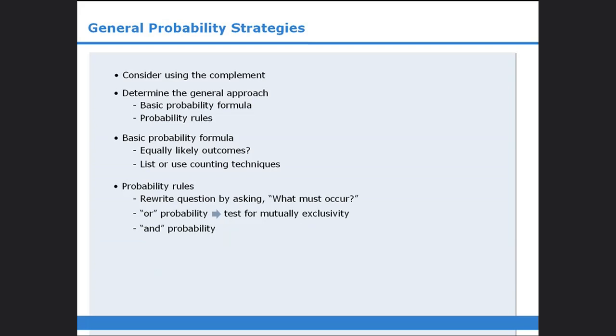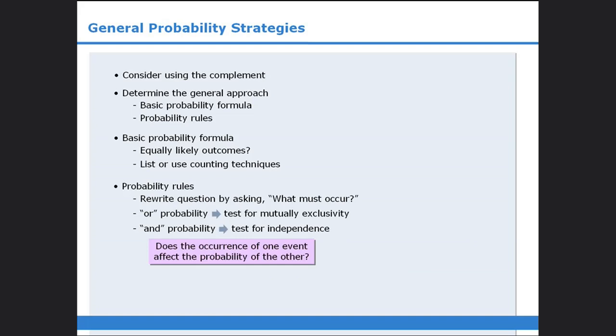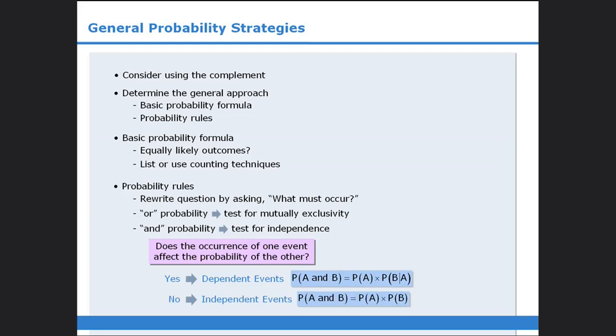If the solution involves an AND probability, determine whether the events are independent by asking, does the occurrence of one event affect the probability of the other event? If the answer is yes, then the events are dependent, and you should use this formula. If the answer is no, then the events are independent, and you can use this formula.